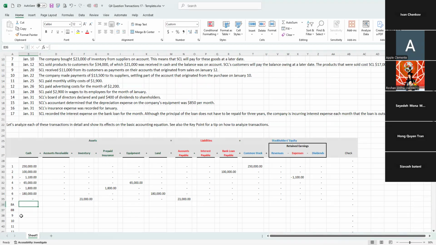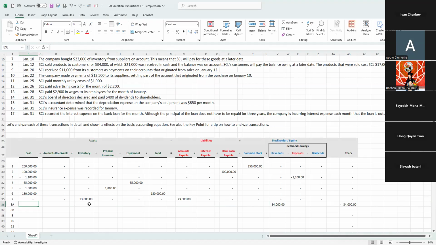In the first transaction, let's follow the logic and sell those products to the customers. If we sell to the customer for $34,000, what am I actually doing? I'm generating revenue, correct? Finally, I'm generating sales. Make sense? I'm selling to the customer, so I finally have some revenue here: $34,000 revenue.